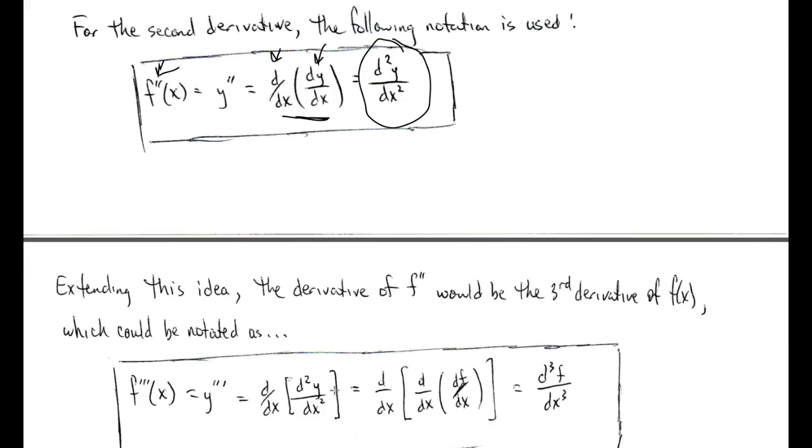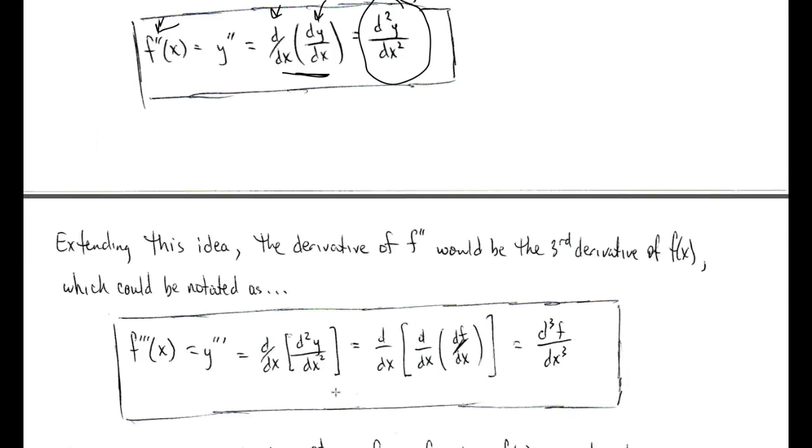Now, if we want to extend this idea to, let's say, taking a third derivative, then we could use f triple prime or y triple prime. We could take the derivative in Leibniz notation of the second derivative that's already in Leibniz notation, or we can write it out all explicitly, or we could write it this way.